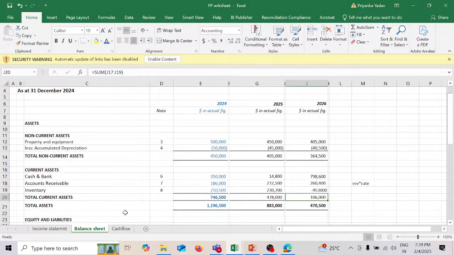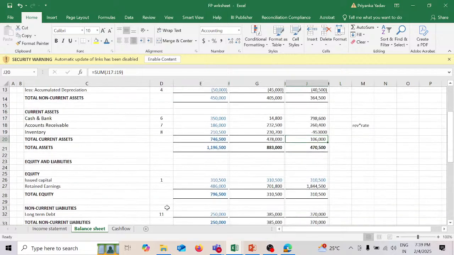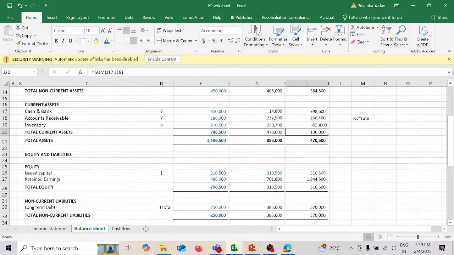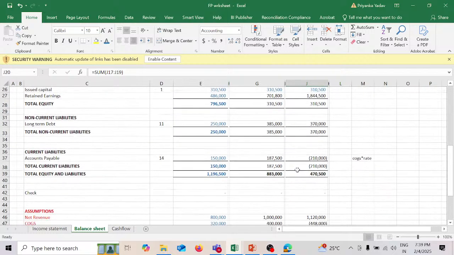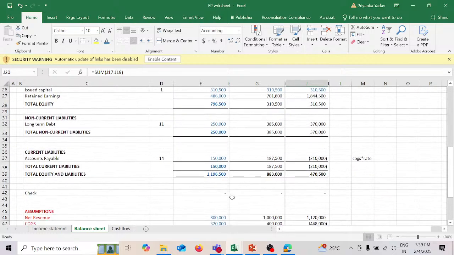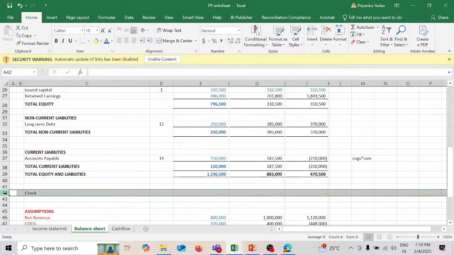And now we have finished the entire activity. We have linked all the three statements. We'll check the figures. Here we see total assets 8,83,000, 4,70,500, and total equity and liabilities also match. We have a check provided here: assets minus equity and liabilities for all the 3 years.